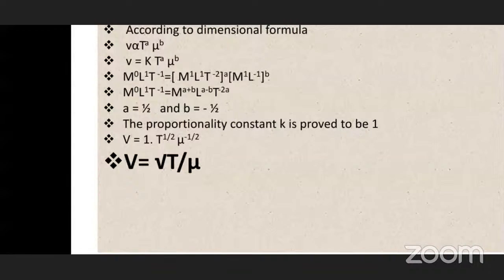So angular frequency means angle by time. In unit time, how much angle does it cover? 2 pi by T. So the units of angular frequency are radian per second. 2 pi is the radians, time is T. So 2 pi by T, that is the angular frequency, omega.